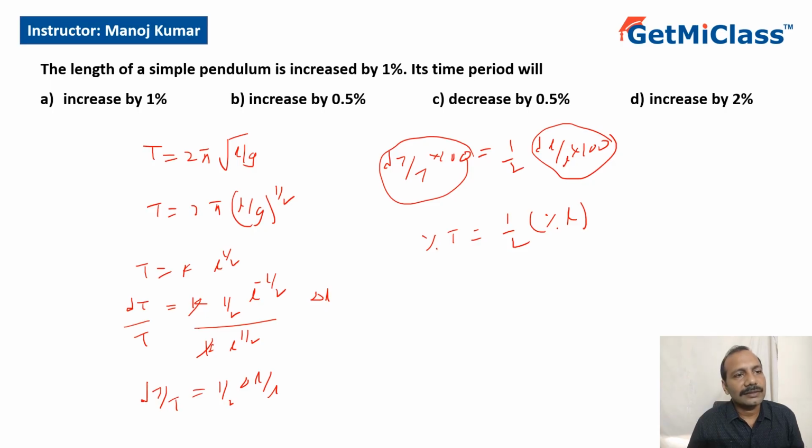Now here the length of the simple pendulum is increased by 1%. So if it is increased by 1%, T would increase by 0.5%. Because it's positive, it is increasing. If it is negative, it would have been decreasing. So the answer is percentage increase in T equal to 0.5 into 1, that is 0.5%. So the answer for this question is B.